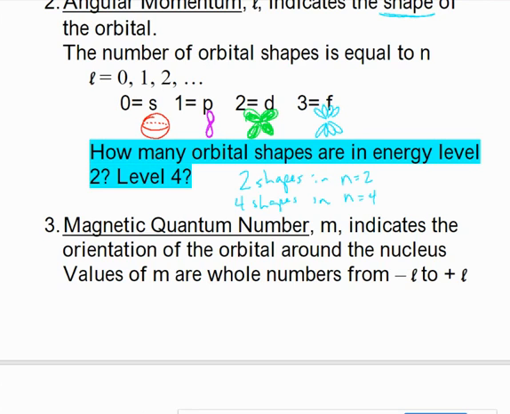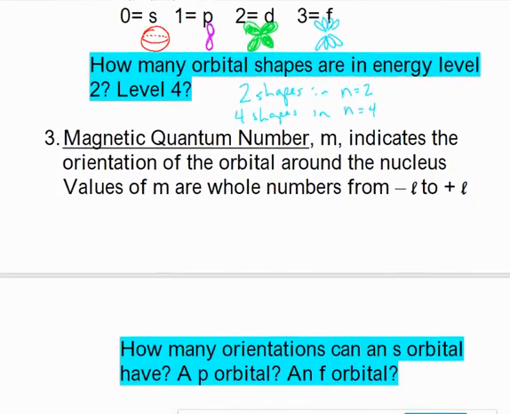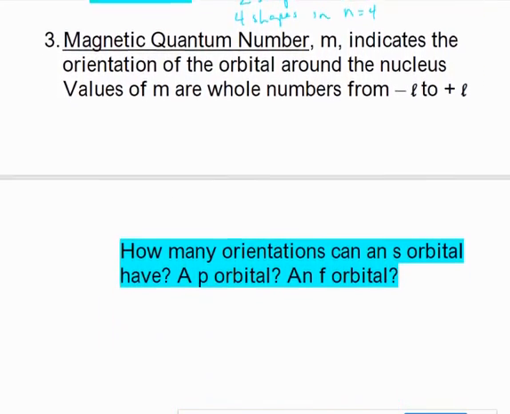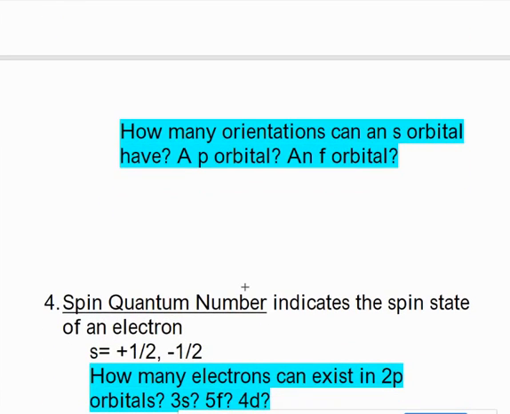All right. The magnetic quantum number tells us the orientation of the orbital around the nucleus. And we don't need to worry ourselves about this negative L to positive L business. What we need to know is an s orbital can only have one orientation. So since it's a sphere, no matter how I rotate the sphere around the nucleus, it's always going to look exactly the same.